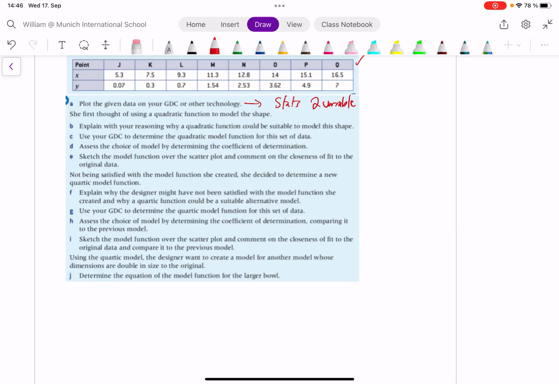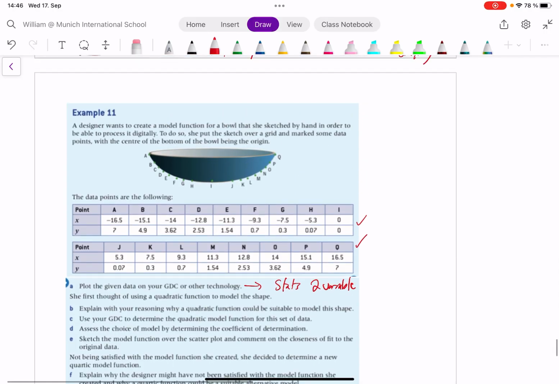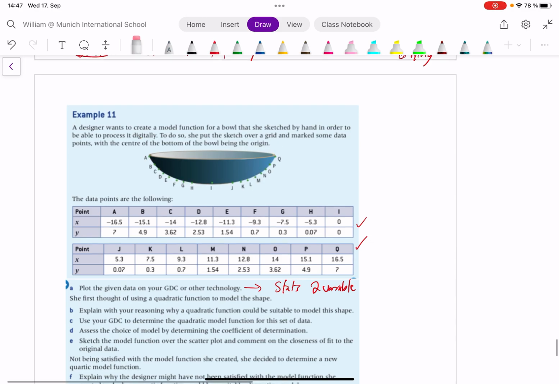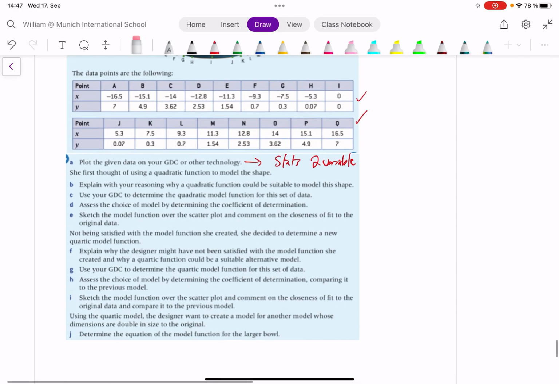So she first thought of using a quadratic model, which maybe makes sense, right? It has this curve, a single value there, it's symmetric around that, but it does get flatter at the bottom. It's a bowl, right? It should be flatter down here and increase more here. So maybe a higher power is better.